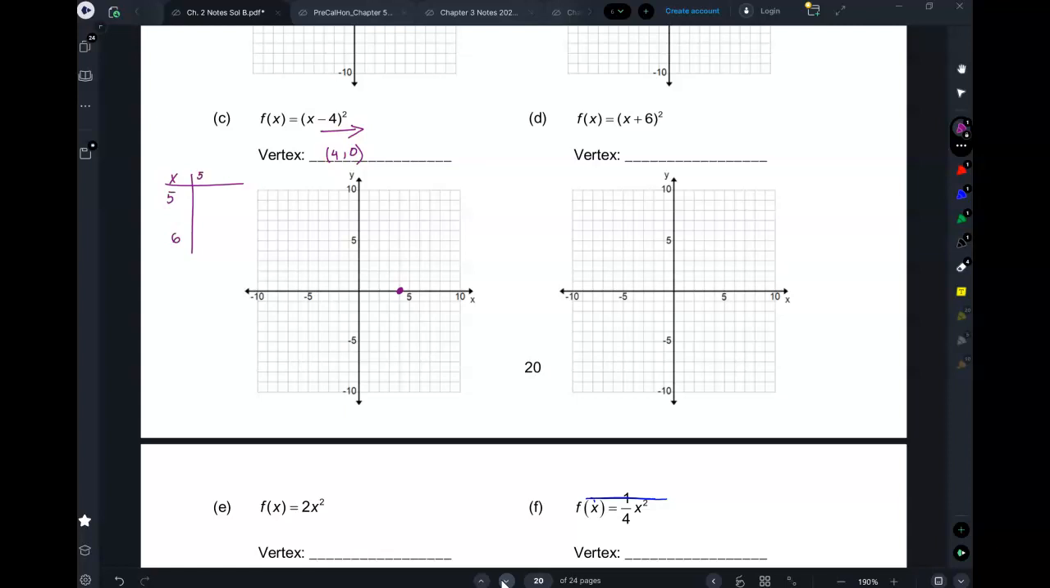We're going to plug them in here. X minus 4 squared. So 5 minus 4 squared. Okay? It's not always x squared. It's just whatever the equation is. So 5 minus 4, I do that first. I get a 1 squared, 1.